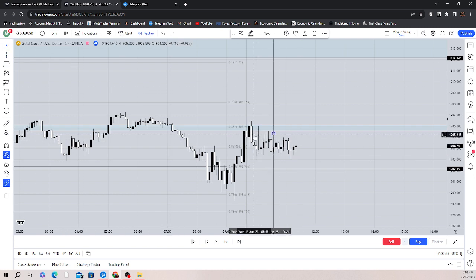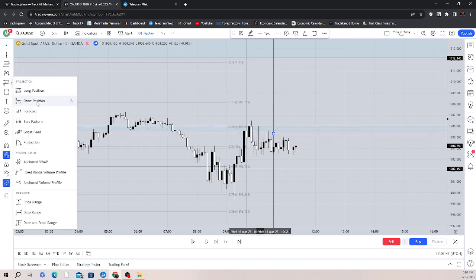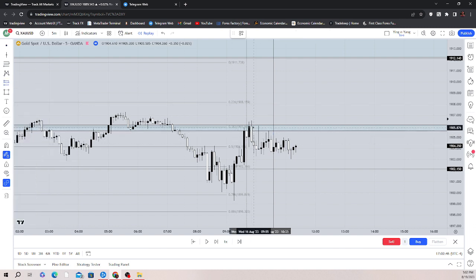In this area is where I'm looking for entries in the New York session. And actually, guys, I did personally enter right here. I always look for candle patterns to verify why I'm going to enter something.